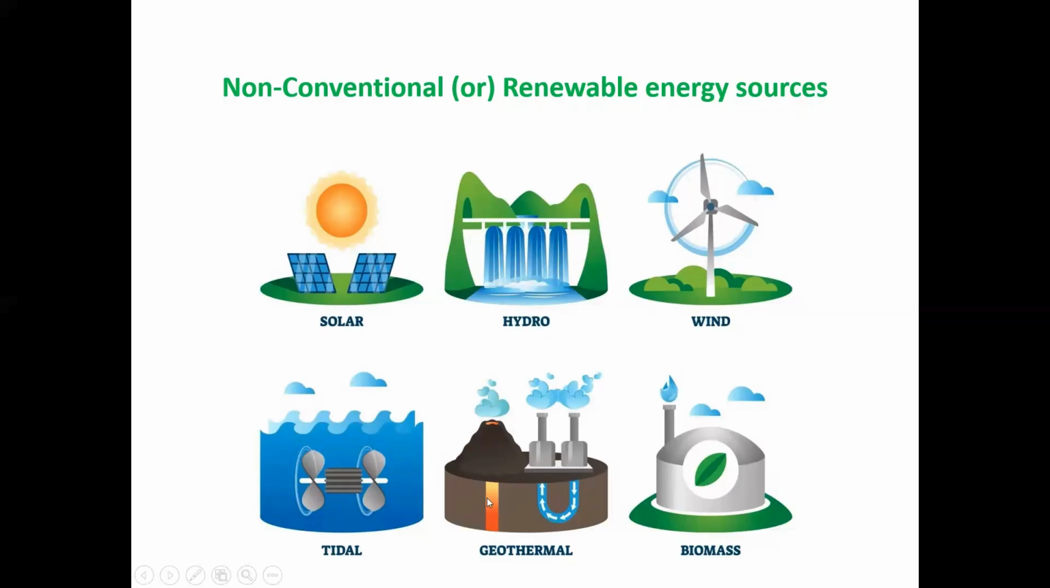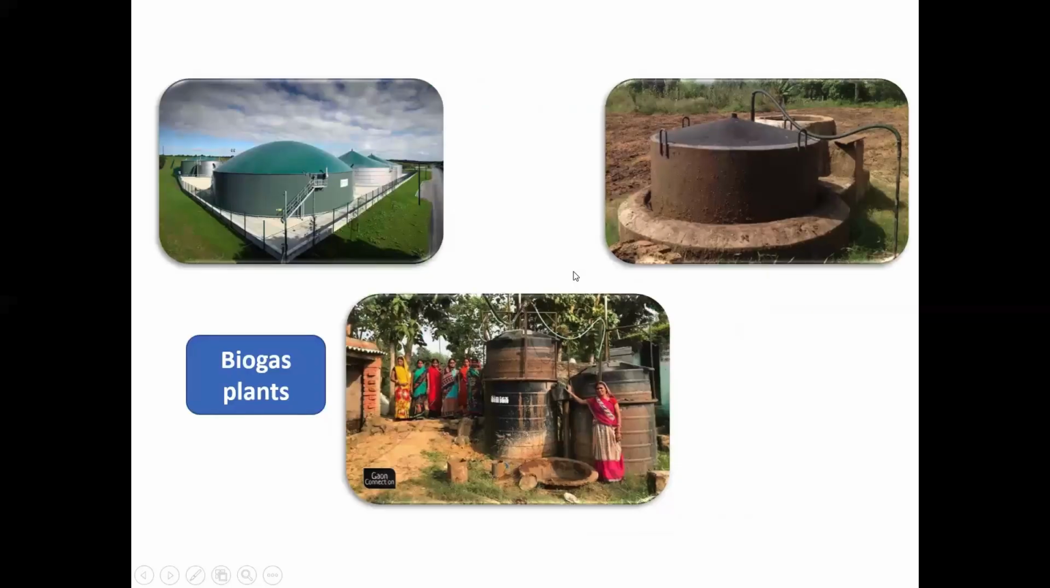Then geothermal energy, in the deeper layers of the earth. The hot molten liquid that is present there, its heat or temperature can be extracted and used as a source of energy. That is geothermal energy. Then biomass. I have already shown you a biogas plant, how the biomass is digested and biogas is generated. These are all the non-conventional energy sources. These are the various biogas plants.